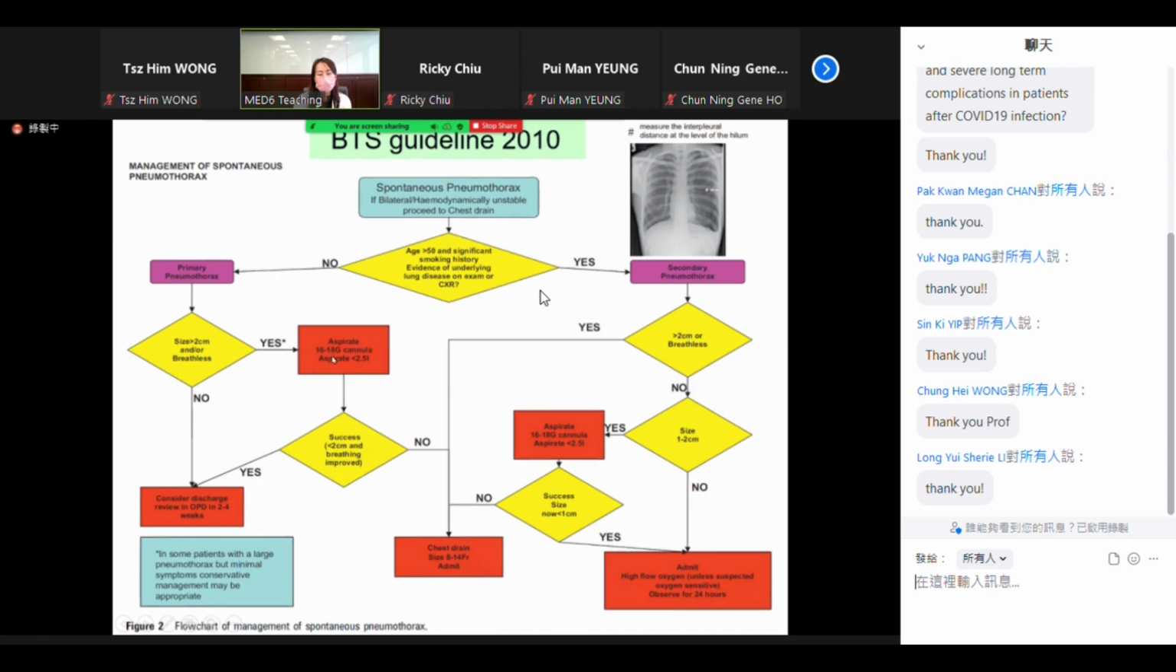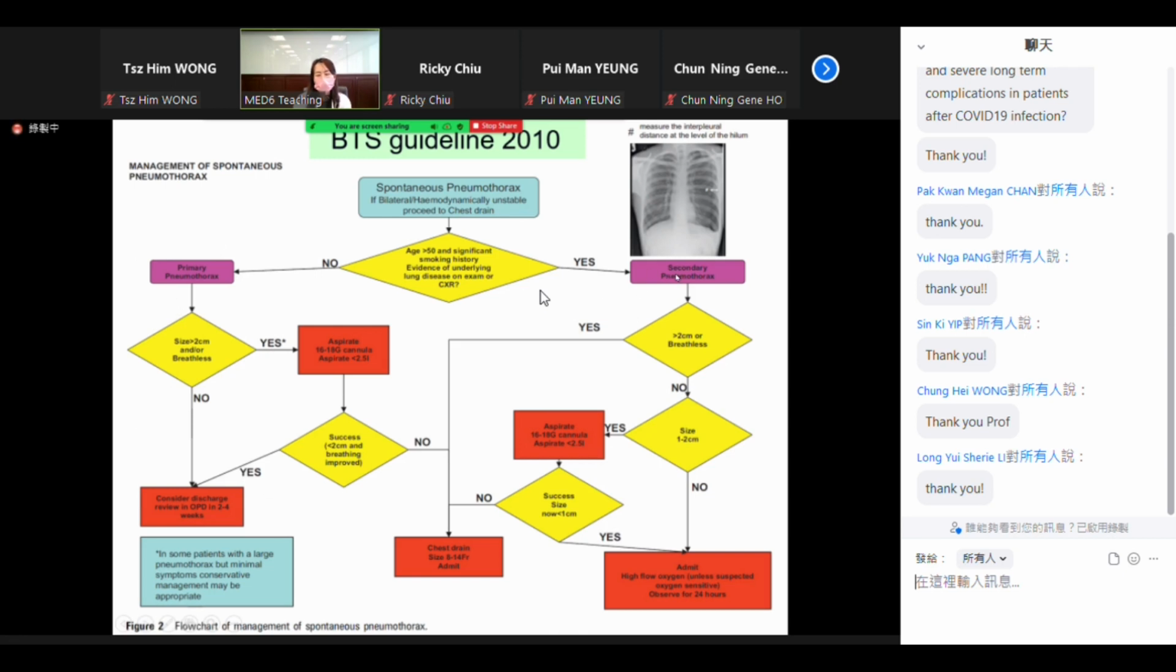So you can do the simple aspiration. If it's successful, then we can discharge. But if it's not successful, then we have to insert the chest drain. You can see the chest drain size would be small bore, which is good enough for drainage of air. So this is the algorithm for primary pneumothorax.